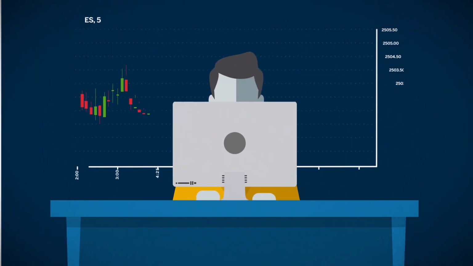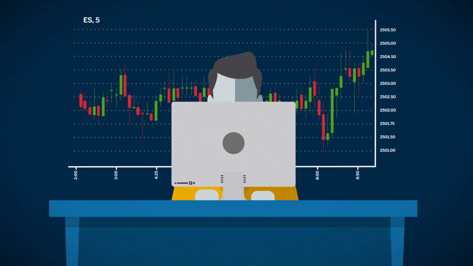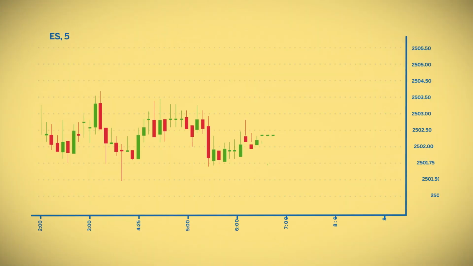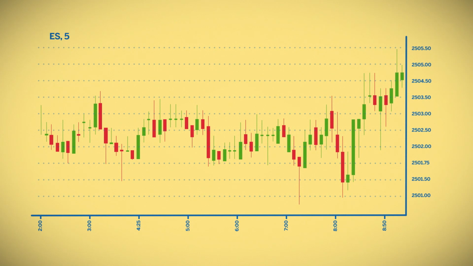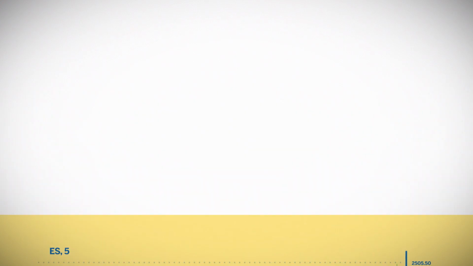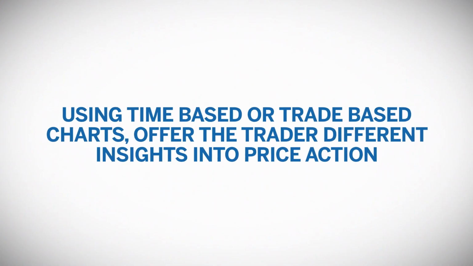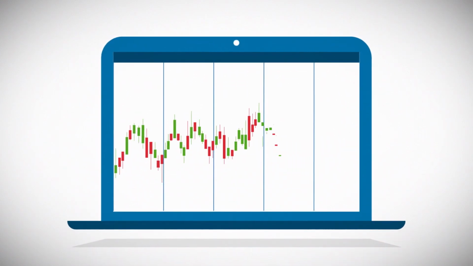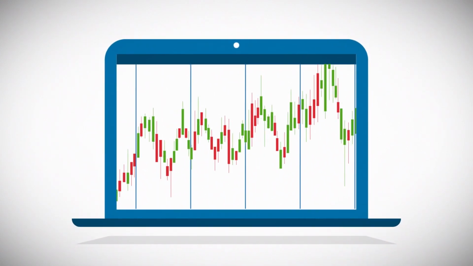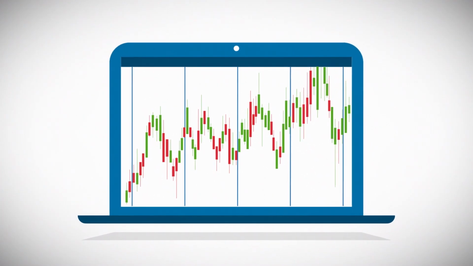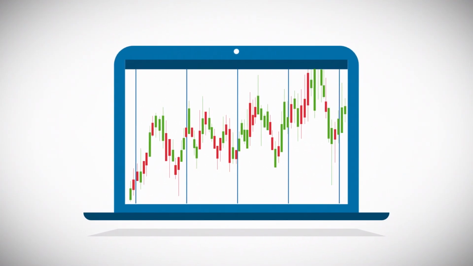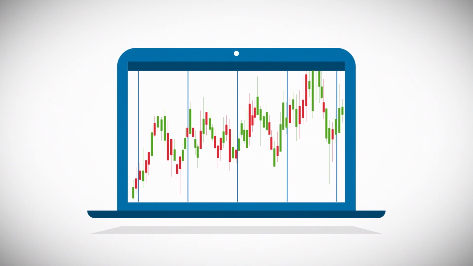Traders who want to use a trade-based approach will use what is commonly referred to as a tick chart. A tick chart generates a new bar or line point after a certain number of trades have occurred. A trader may want a new bar every 25 trades, or might want a new bar after 512 trades. Using time-based or trade-based charts offer the trader different insights into price action. Tick charts will generate new bars faster during times of high volume and more slowly during times of low volume. The speed of new bars being formed may allow a trader to better visualize increasing and decreasing volume in a market.